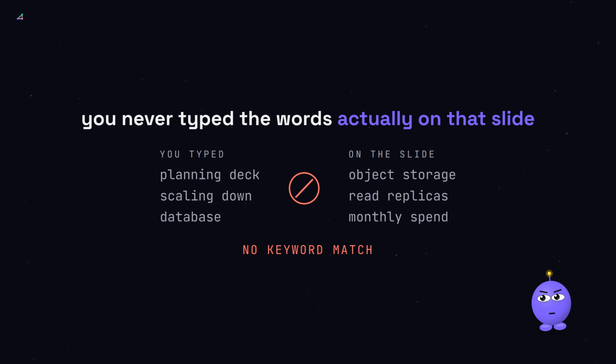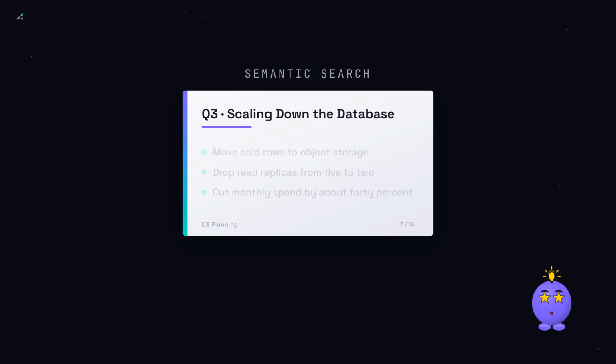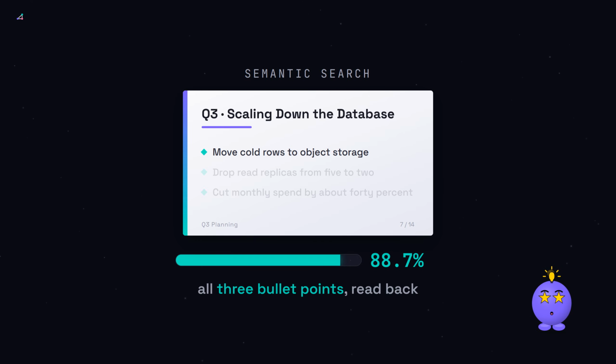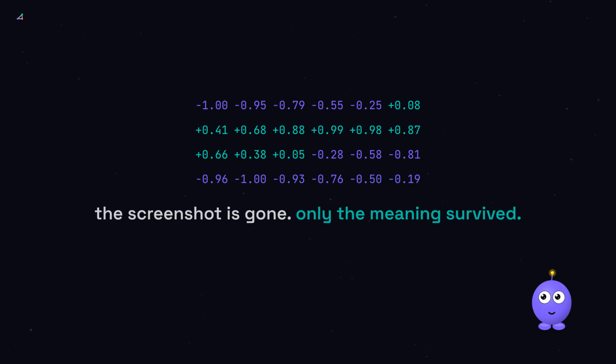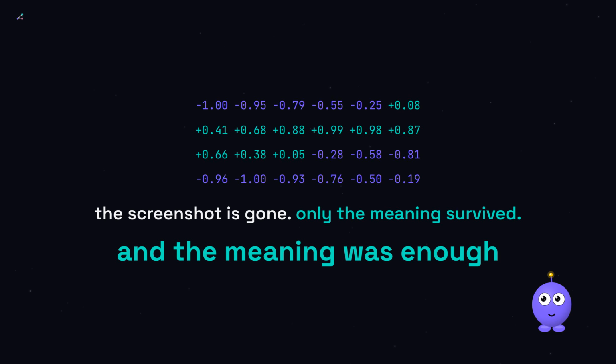But this is exactly where the meaning fingerprints earn their keep. A search by meaning finds the slide anyway, scoring it almost 89% similar to your question. And the agent reads back all 3 bullet points. The screenshot itself is long gone. Only the meaning survived. And the meaning was enough.